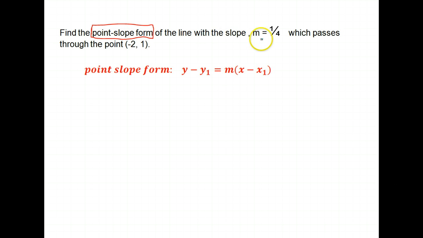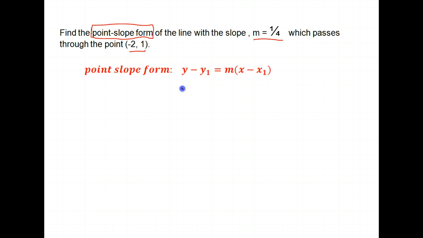So in this case, they gave us the slope is 1/4, and it passes through the point -2, 1. All you're going to do is write those numbers into this form, and then if there's any simplification, we'll do that. There's really not much more to it than that.